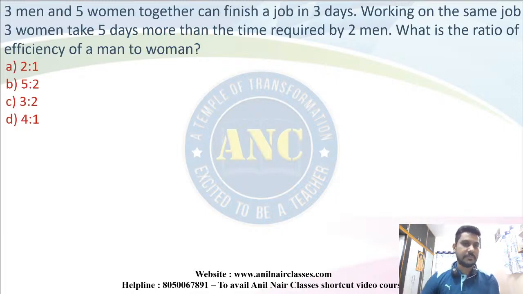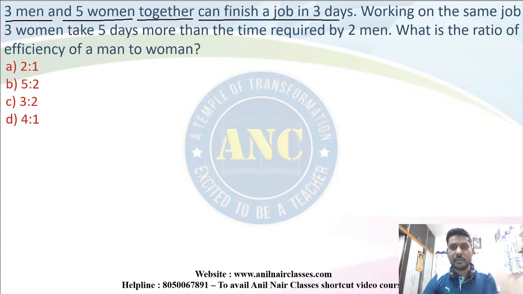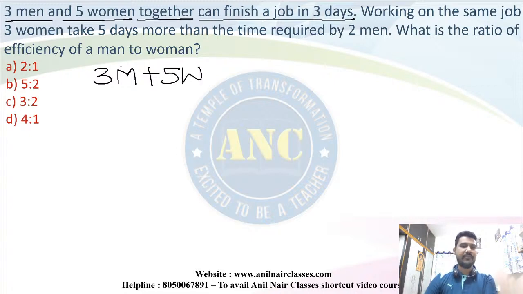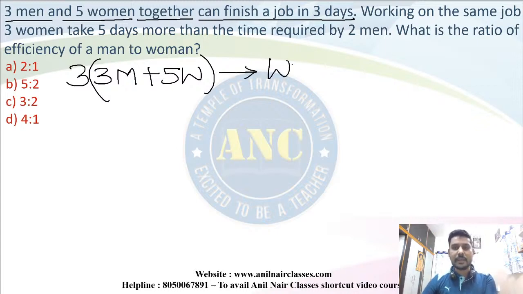Question. Now see here. Question says, 3 men and 5 women together can finish a job in 3 days. That means 3 men and 5 women, they will work for 3 days, right? This is nothing but the number of people who are working, and 3 is nothing but the days. This entire thing will lead to the completion of the work, right?